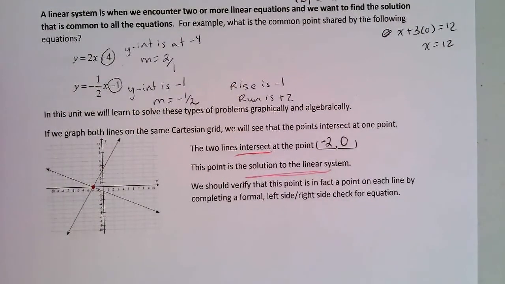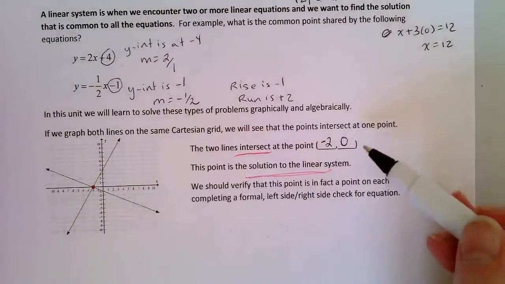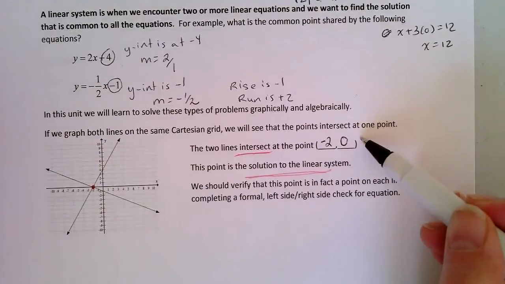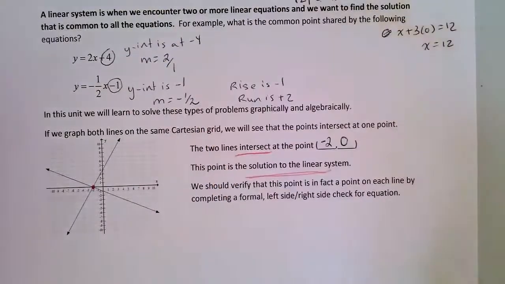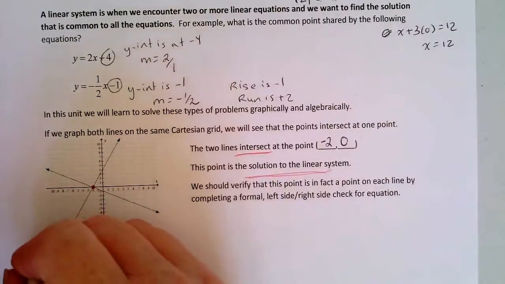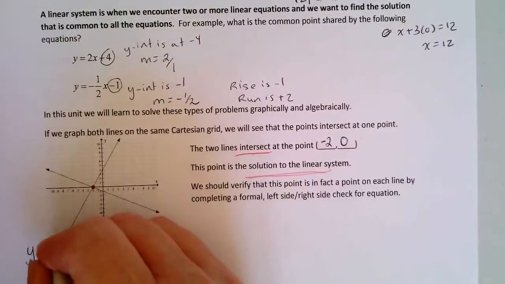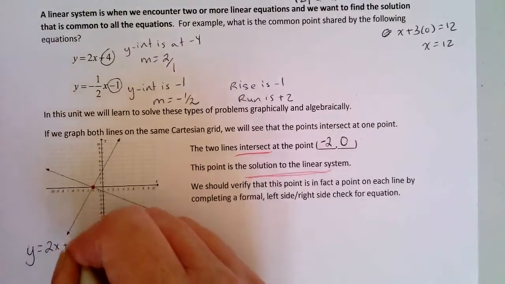Now, you should be doing what's called a verification or a formal check. We need to verify that, in fact, (-2, 0) is a point on our first line and our second line. And so we do formal checks. You take the first equation, y equals 2x plus 4.